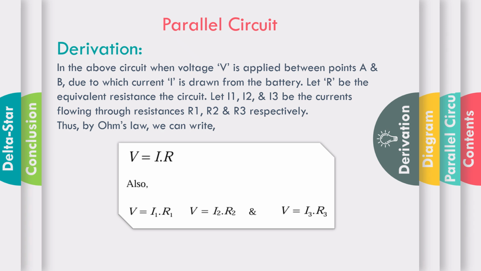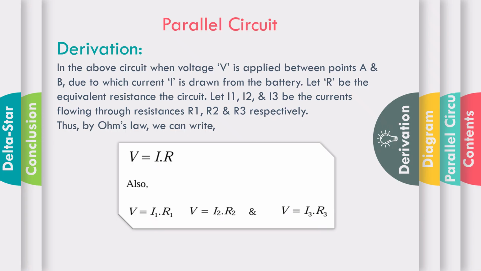Where V is the total voltage of the circuit, I is the total current of the circuit and R is the total resistance of the circuit. You have to find R of this circuit. Also, we apply Ohm's law at each element. We get another equation, V is equal to I1 into R1, when we apply Ohm's law at resistance R1. V is equal to I2 into R2 at resistance R2. And at R3 we get the equation V is equal to I3 into R3.